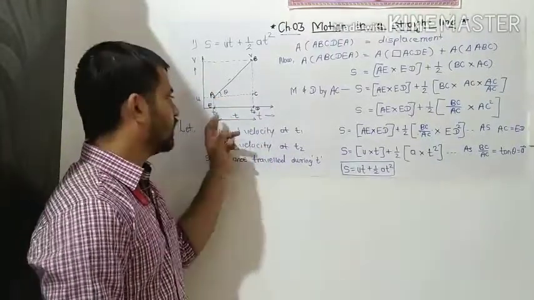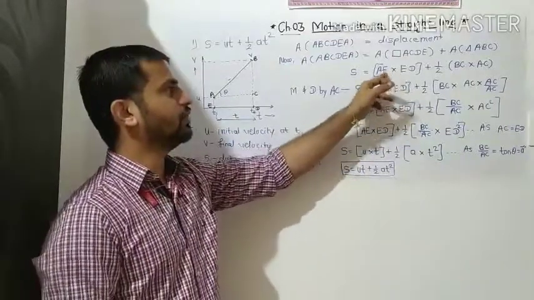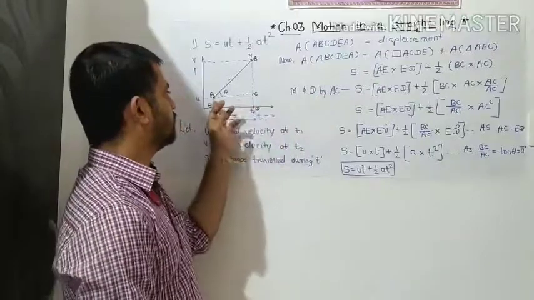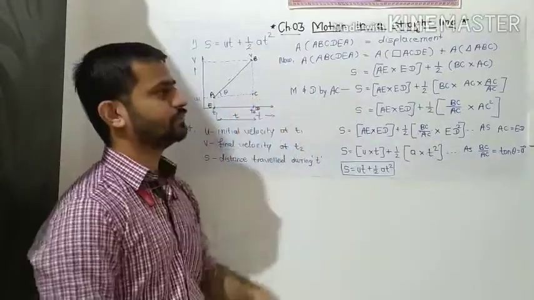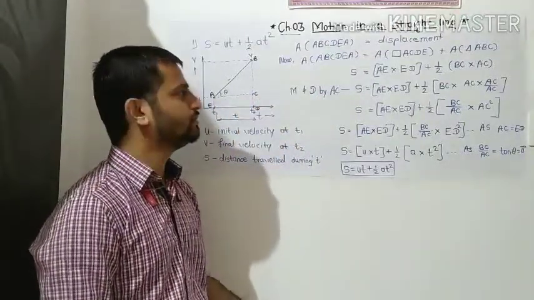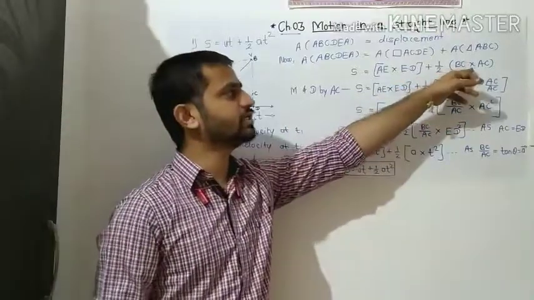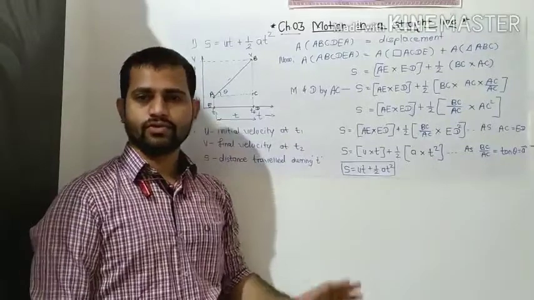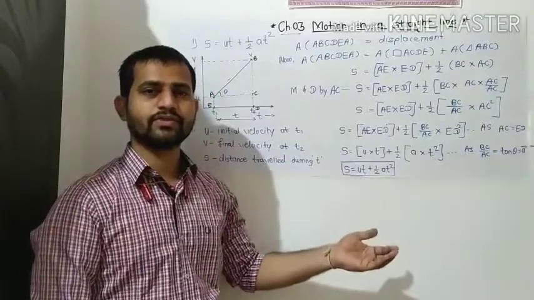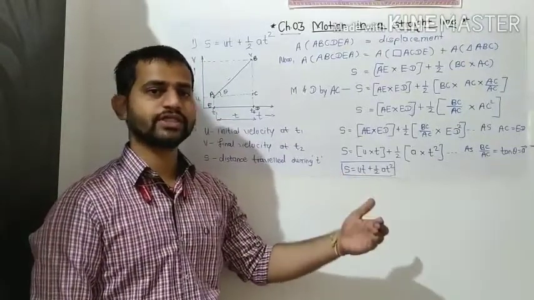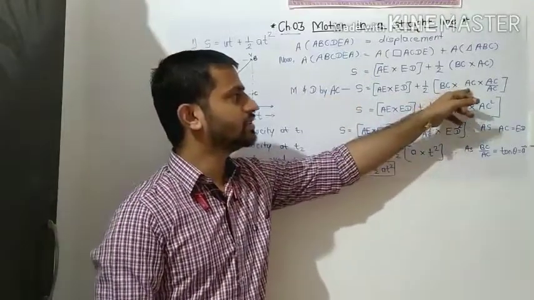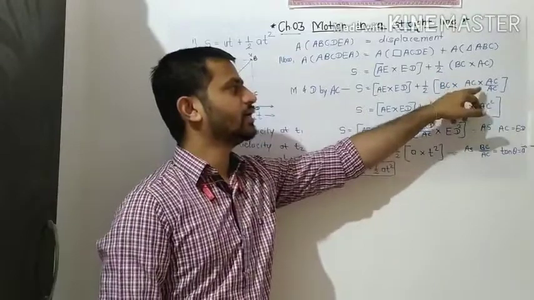Okay, so we have ED into AD. ED into AE we will get, then 1/2 base into height, 1/2 AC into BC. Now we have to divide the second term by one physical quantity. To convert this equation in terms of the physical quantity, we have to make one change here, and accordingly we have to multiply and divide the second term by AC.